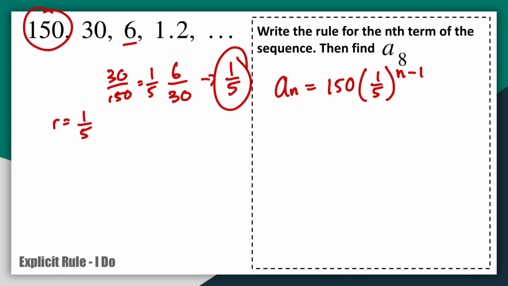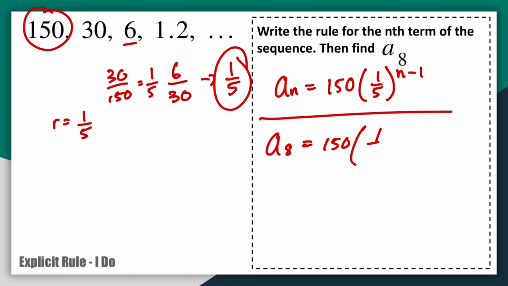All right, let's find the 8th term. So we get a of 8 equals 150 times 1/5 to the power of 8 minus 1, which is really just going to be 7. Now, of course, you could figure this out by doing 1 to the power of 7 and 5 to the power of 7. I'm not going to do that. I'm just going to use my calculator, so I know you won't be able to see this. Still figuring out how to get a calculator on the screen easily.